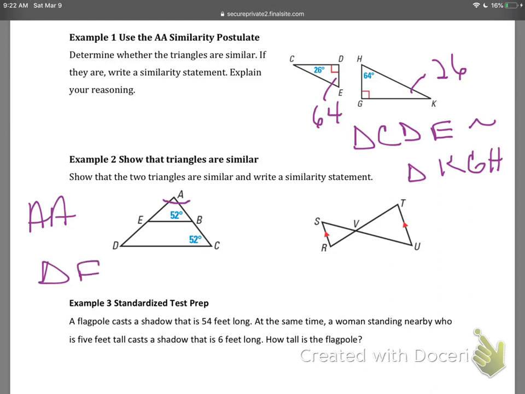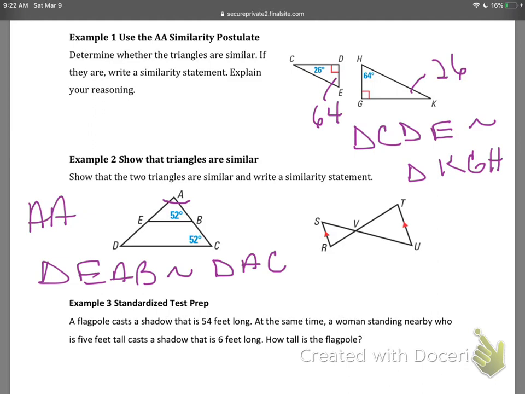Triangle EAB is similar to triangle, this is the big guy, DAC. Okay, so I have that statement now based on the visual of what I'm seeing in the triangle. Let's go to the next triangle pair.